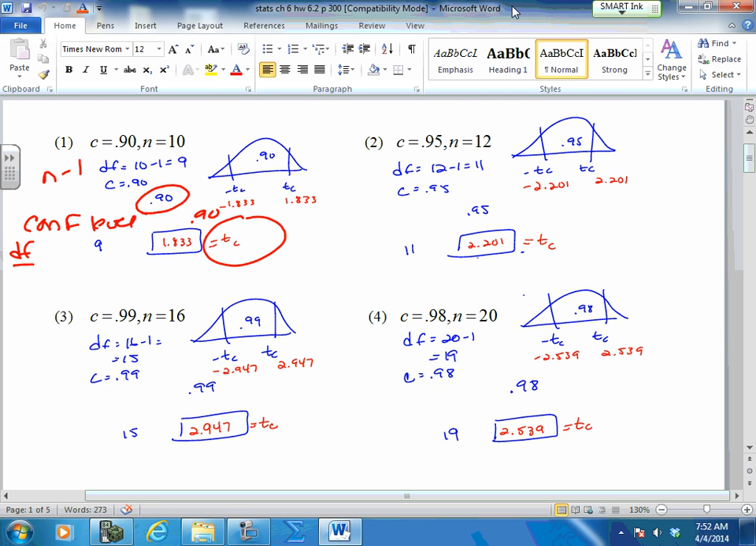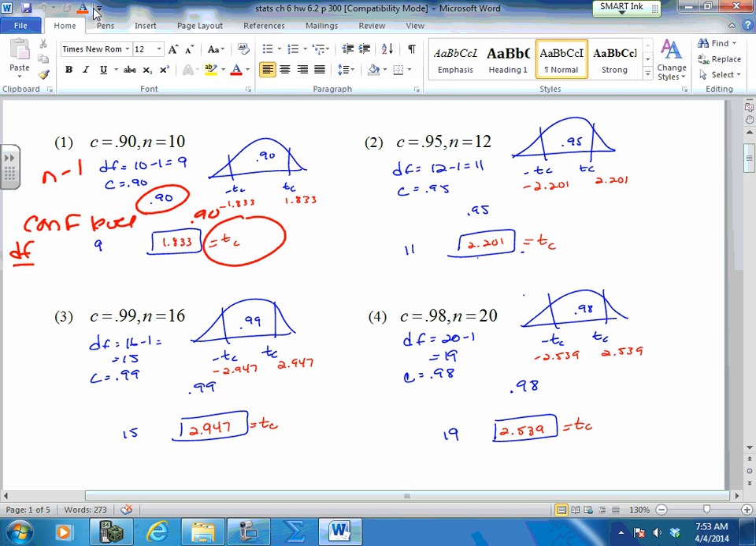Any questions with any of these? If you use your table, your degrees of freedom down the side tell you how to work that out. But make sure you don't use the n. Make sure you guys are using degrees of freedom.